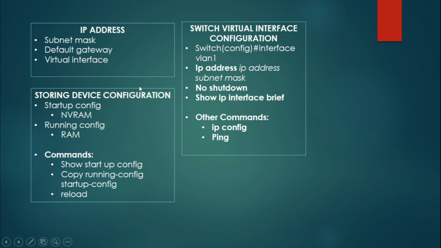Storing device configuration starts with the startup config, which is in NVRAM. The running config is in RAM. The commands are show startup-config, copy running-config startup-config, and reload to save the commands that you input. For switch virtual interface configuration, we have switch config hashtag interface VLAN, IP address, subnet mask, no shutdown, show ip interface brief, and other commands such as ipconfig. To configure the virtual interface, you should use these commands.